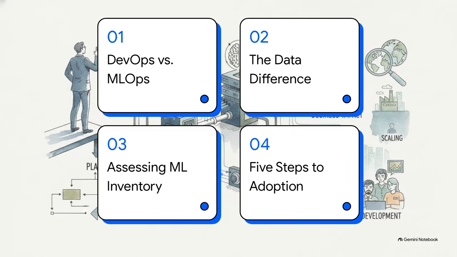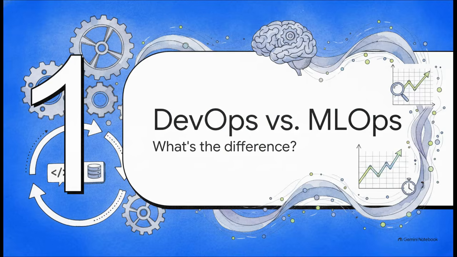Since your time is valuable, here's our precise roadmap for today. First, DevOps versus MLOps. Second, the data difference. Third, assessing your ML inventory. And fourth, 5 steps to adoption. All right, Section 1, DevOps versus MLOps. Let's look at the difference.